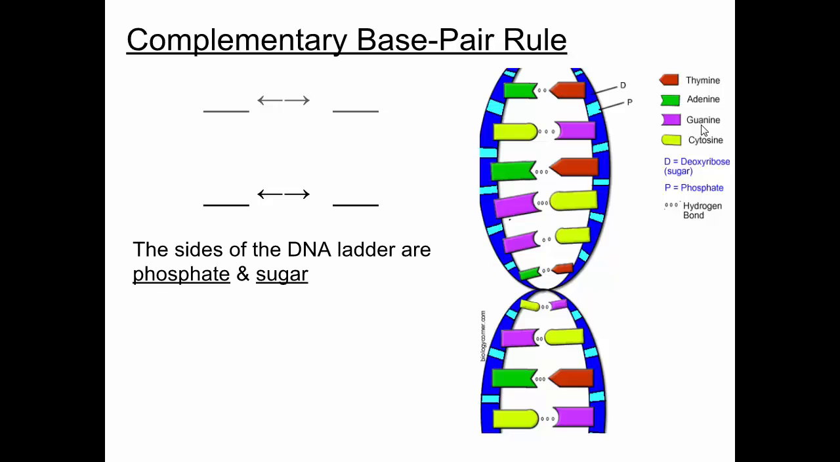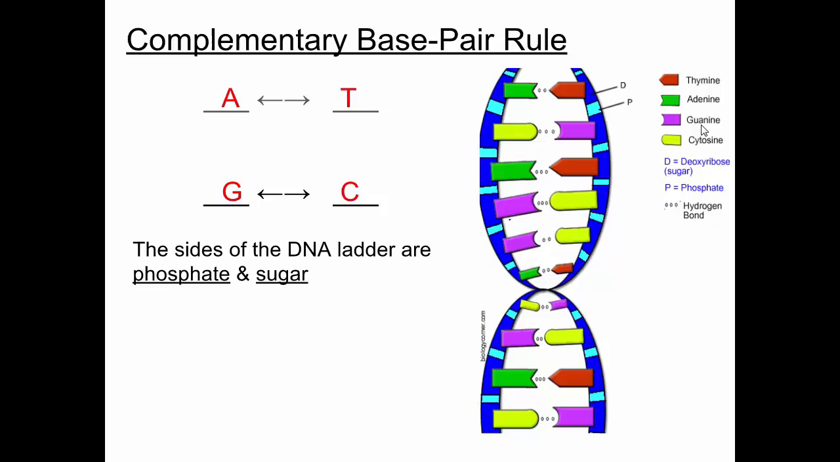The complementary base pair rule is that one base will always go with that other base. So if we have an A, adenine will always go with T, thymine. Guanine will always go with cytosine. G with C. You don't have to remember the words, just the letters. So A and T and G and C will always be on either side.